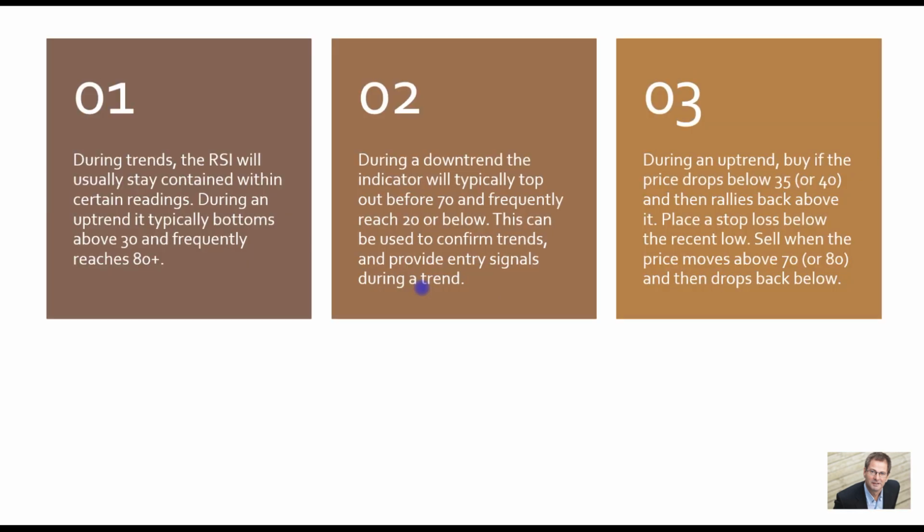During trends, the RSI will usually stay contained within certain readings. During an uptrend, it typically bottoms above 30 and frequently reaches 80. Now, what you have to do is remember to look at the RSI action for that asset. You have to know how that asset moves. If you're using RSI for Bitcoin, which moves in big gaps and moves high and low and has high volatility and high movements, you're going to apply different, not numeric values, but different interpretations than if you look at it compared to the Chinese yuan, which doesn't move much at all.